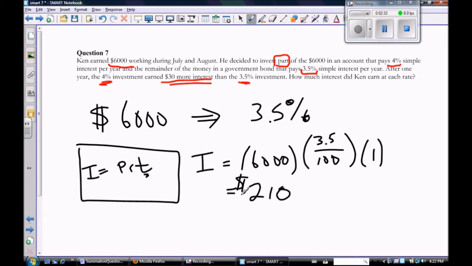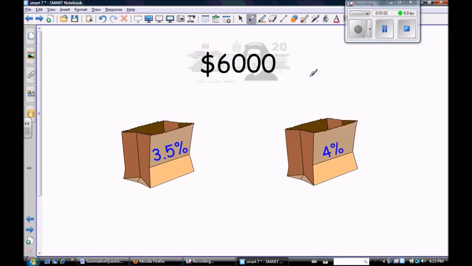Okay, so now that we've seen that, let's look at the actual word problem, because in fact, he doesn't take all $6,000 and throw it into one account. He splits it between a 4% account and a 3.5% account. And don't assume that he splits it evenly, because they didn't say that. So we can't make that assumption. All we know is somewhere between $0 and $6,000 was put here, and something between $0 and $6,000 was put here. So how do we do this?